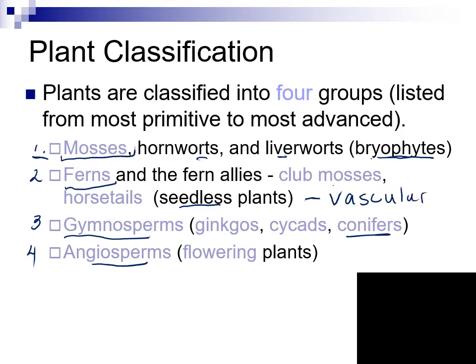Okay, there are a couple of other examples, fern allies, so club mosses and horsetails. We'll take just a peek at what they look like, but I'm not going to hold you responsible for any details on those. So these have vascular tissue, but they have no seeds. They are seedless. Okay, when we jump up to the gymnosperms, number 3, these are going to be vascular, but they're going to be making seeds and cones. And then when we get to the angiosperms, which is the highest group or the most advanced group, these are the plants that have flowers also.